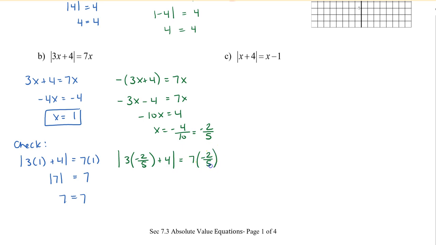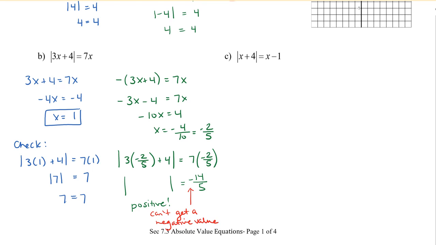I get this. Now I can actually see something happening on my right side. So I know that on my left, I'm going to take the absolute value of something. So no matter what I take the absolute value of, this left side will always be positive. Now notice that on my right side, I get negative 14 over 5. So this is impossible for me to take the absolute value of a number and get a negative value. So let me write this down to remind you.